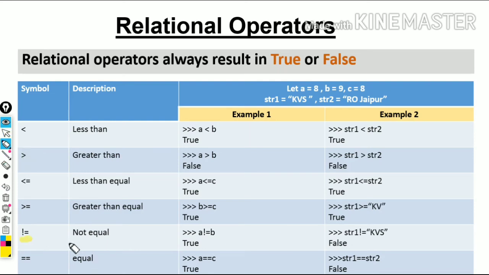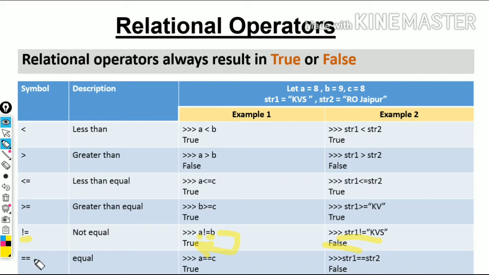In the next example, not equal to, we will check that the value of a is not equal to b. Yes, a is not equal to b because the value of a is 8 and b is 9. 8 is not equal to 9. The statement is correct, so the answer will be true. In case of a string, str1 not equal to kvs: str1 contains kvs, so str1 is equal to kvs, but in this statement str1 is not equal to kvs is shown, so the statement will be false.